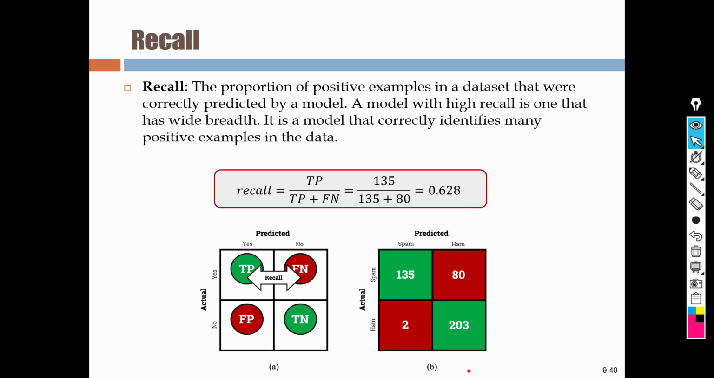Recall is a different way. Recall is looking at the actually yes, not the predicted yes. Among them, how many of them are correctly predicted? So out of this, how many is it? 215. Out of 215, 135 are correctly predicted. So accuracy among only them will be 62%. So that's the precision and recall.